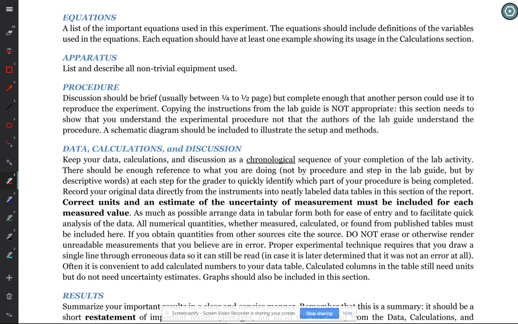Apparatus is the list of the important stuff you're using. For today's lab, we're really not using much important. What you're going to list is meter stick, actually, meter stick and 2 meter stick. Going to use those so we can measure distance. Going to have a little ball, a steel ball bearing, and a timer. That would be your apparatus.